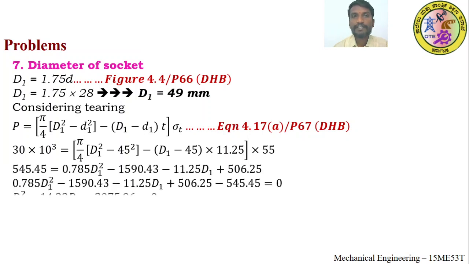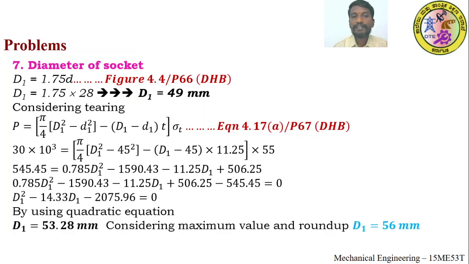We apply some values as per the given data and what we have got from the previous steps, and finally we get a quadratic equation like this. By using the method to find the roots of a quadratic equation, x is equal to minus b plus or minus square root of b square minus 4ac divided by 2a, the same thing can be adopted here to calculate capital D1. By using the quadratic equation method, we calculate D1, which comes to 53.28. Next go for a higher even value, 54 or 56. If you take a little more diameter, the design will be safe. Here I consider 56 millimeter. We can adopt 54 also; D1 is equal to 54 millimeter can also be adopted.